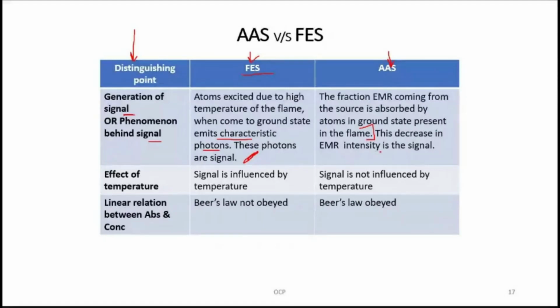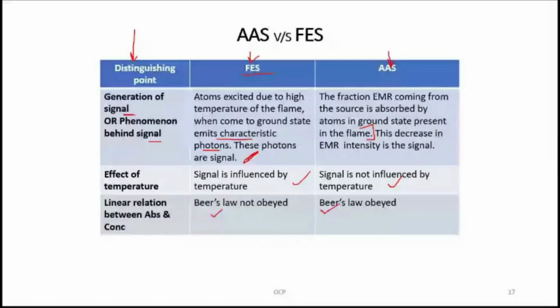Now, effect of temperature. What will happen with an increase or decrease in the temperature? In flame emission, the signal is influenced by the temperature. The signal is not influenced by the temperature in atomic absorption spectroscopy, provided the temperature is not too low so that atoms are not formed. Also, in emission the linear relationship between signal and concentration, Beer's law, is not obeyed, but here Beer's law is obeyed because it is absorption spectroscopy.